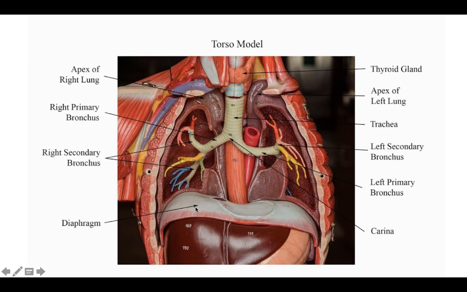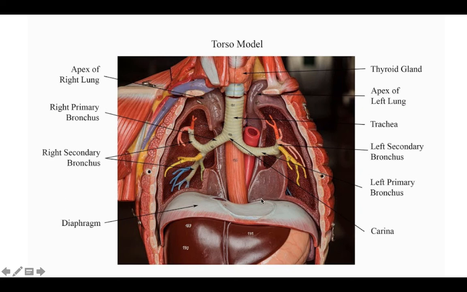Then the other thing, I think you just have to know, I already talked about the lobes of the lungs, so we're good there. The apex of the lungs is going to be the most superior portion of the lungs up here, so that would be the apex of the lungs. The base of the lungs is going to be down here. The most inferior portion of the lungs down here is the base of the lungs.